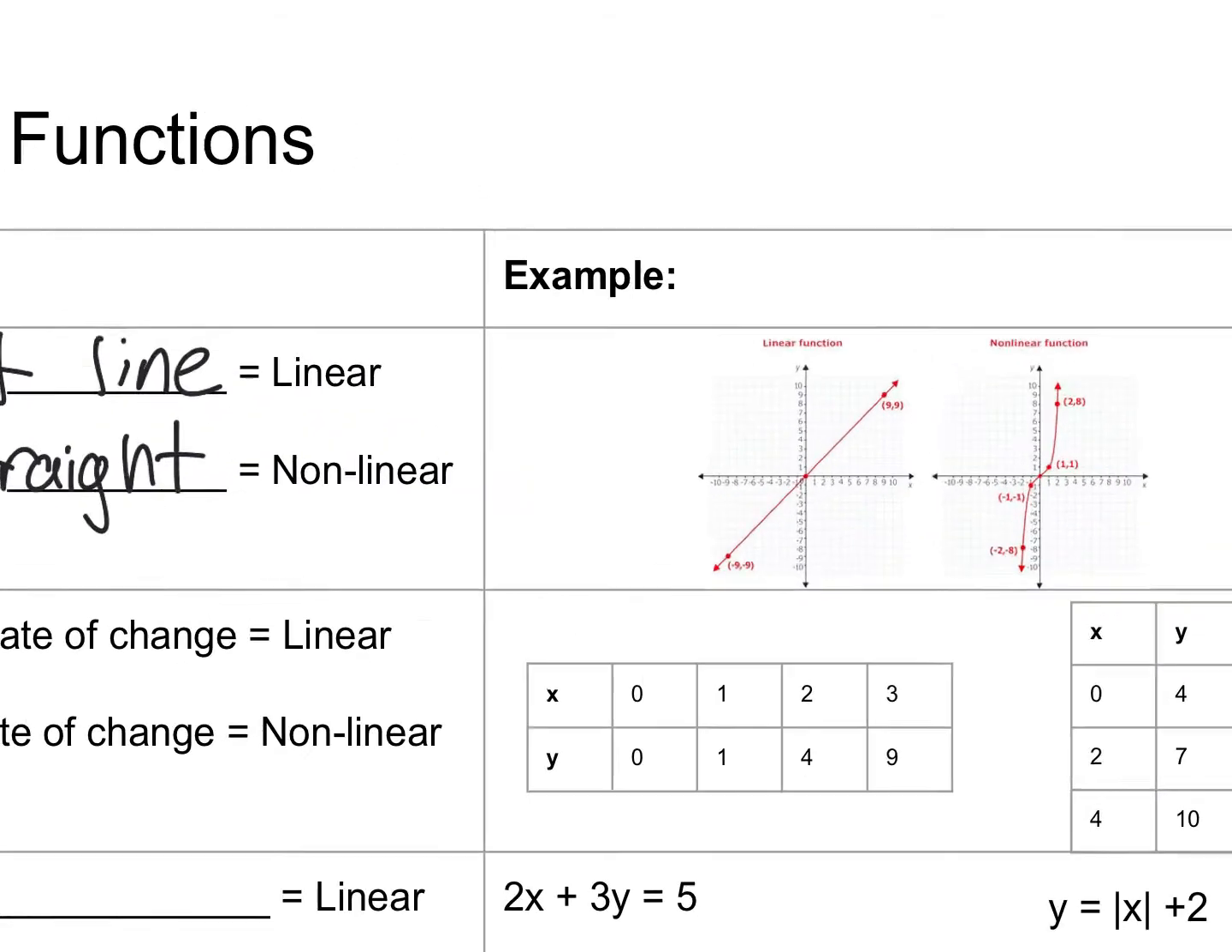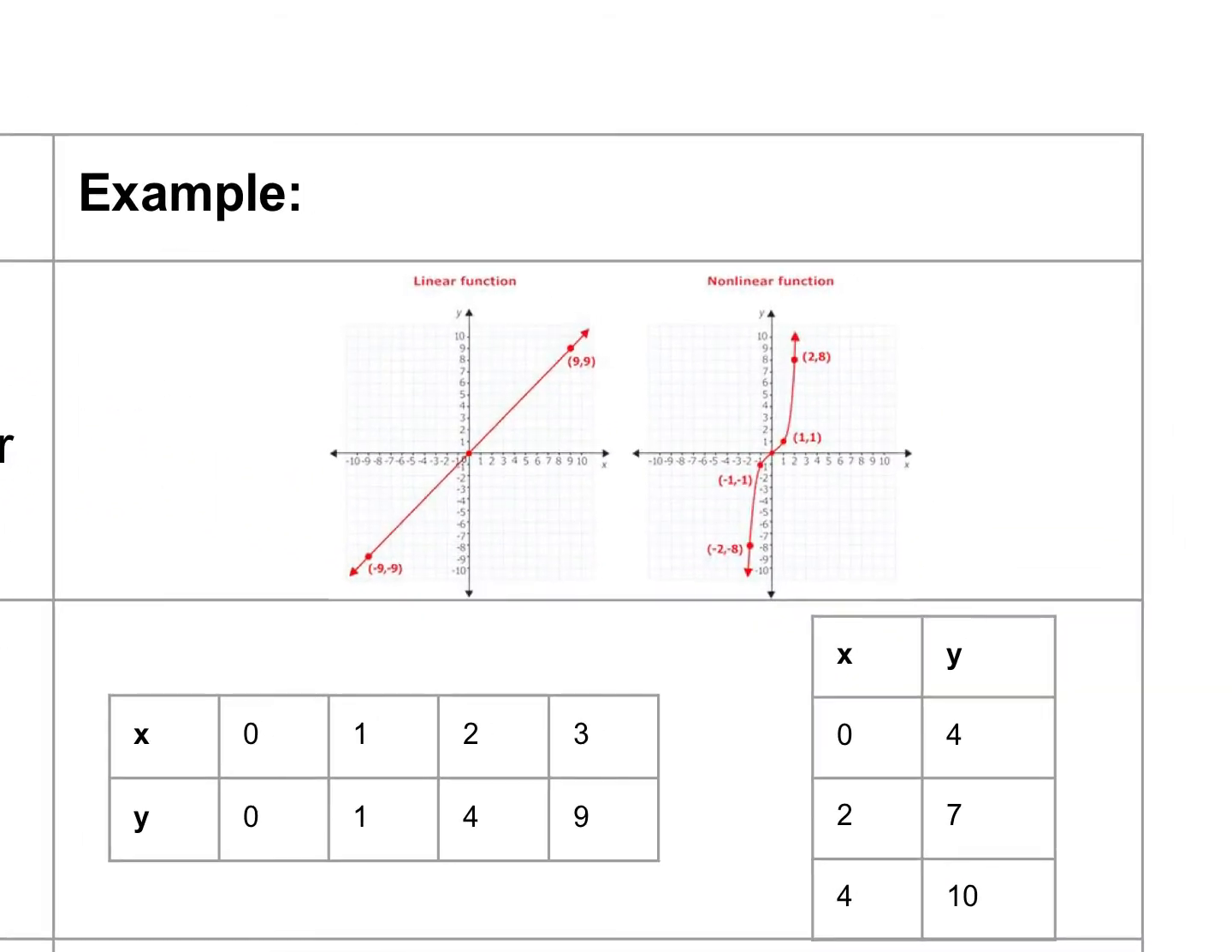So if you look at this one right here, the one on the left side is linear because we see that it's a straight line all the way through. Now it's diagonal. That's fine as long as it's straight. And then this other one is nonlinear because it has this curve in the middle that makes it nonlinear. So graphs are probably the easiest ones to be able to tell.